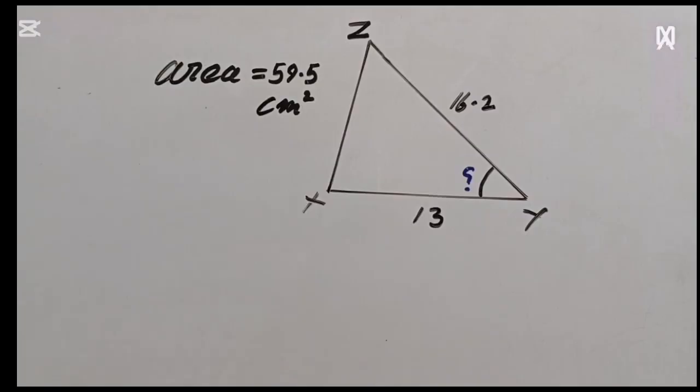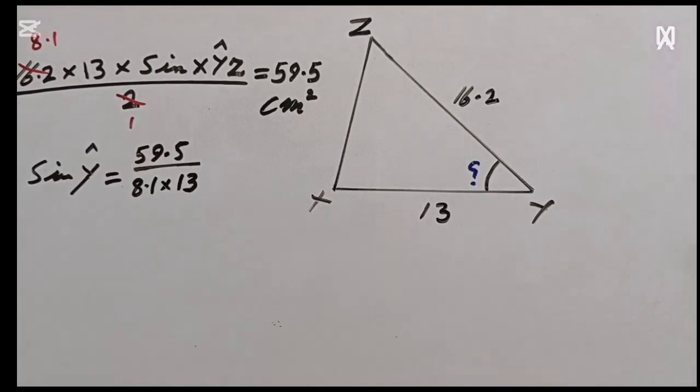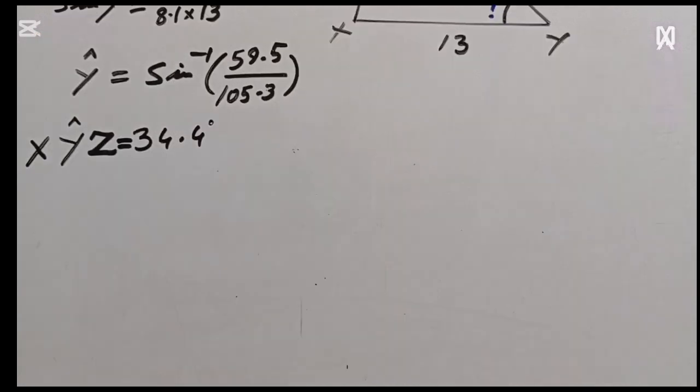Now we use the formula for area of the triangle. This is how we have used the formula for area of the triangle and equate it to 59.5, which is given here. Sin y equal to this fractional value, and taking sine inverse both the sides gives us the required angle at the point y. This way angle XYZ equal to 34.4 degree.